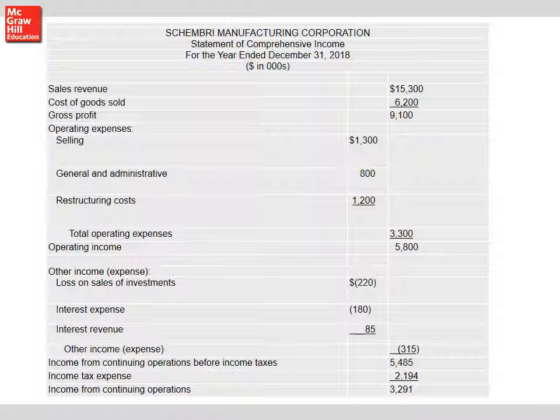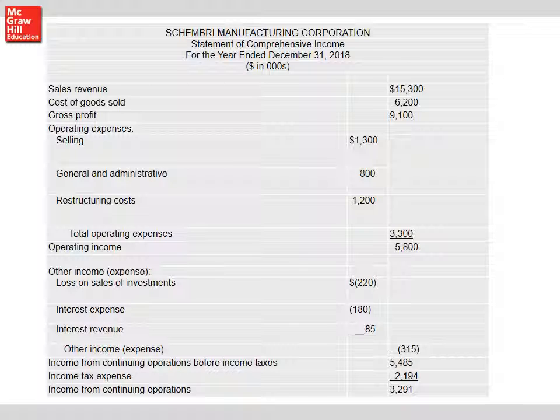Total operating expenses are $3,300. Subtract them from your gross profit to get operating income of $5,800. Now we list our other income and expense items. Interest revenue of $85 is listed. Interest expense of $180.